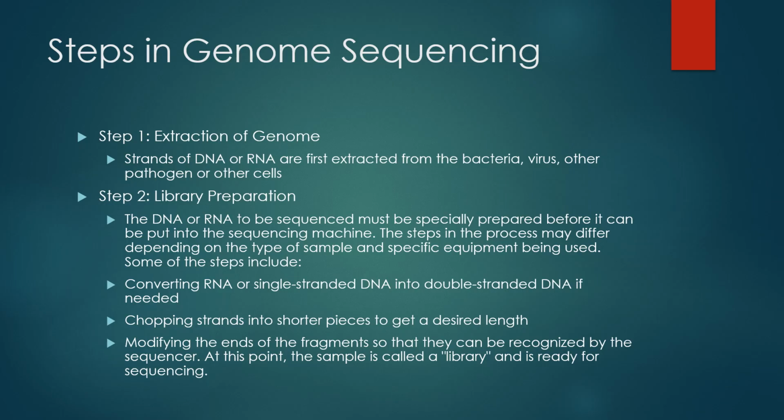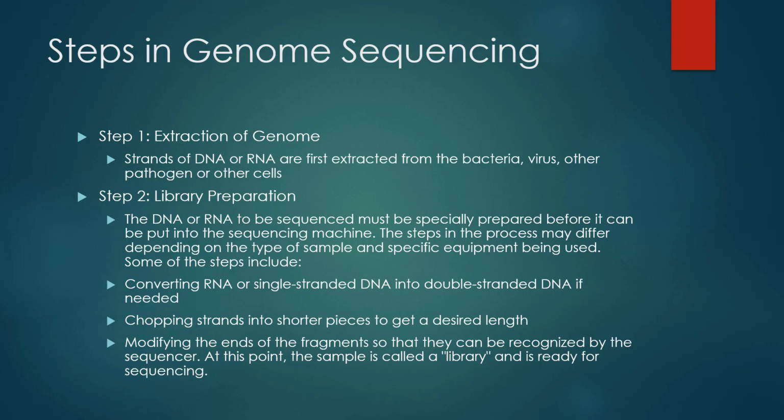mRNA molecule. Step 2 involves library preparation, which focuses on preparing the DNA that has been extracted. Particularly, we need to break the DNA into smaller pieces, or we might require the RNA to be converted into a double-stranded DNA, or sometimes you have only single-stranded DNA in the source cells. So in that case, we need to convert that to double-stranded DNA, because a double-stranded DNA is required for sequencing to happen.